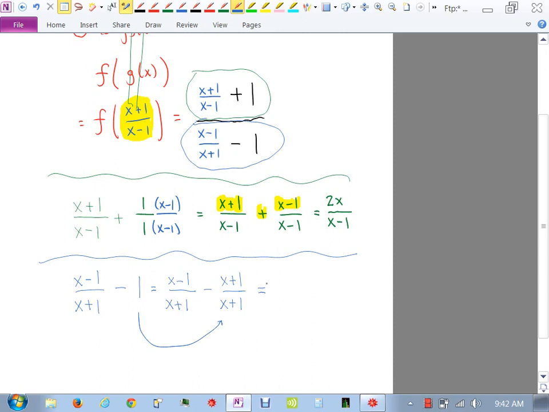Now be extremely careful here because you are subtracting, right? You see the subtraction sign in between? So what happens here is this. You're going to take x, you're going to subtract x, which means you have what? x minus x is nothing, right? So I'm not going to put anything. Then you're going to take negative 1 and subtract 1. What's negative 1 take away 1? Negative 2. So you get negative 2 over x plus 1.